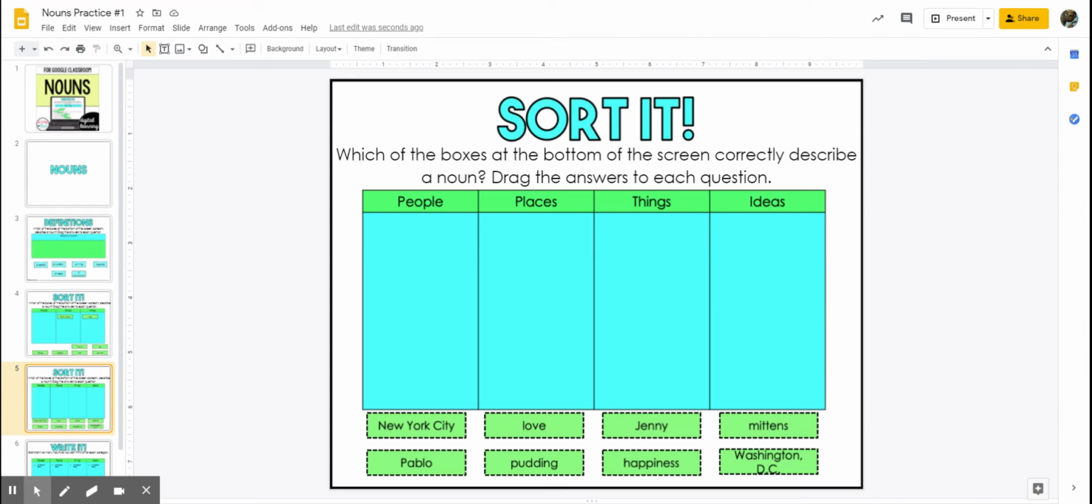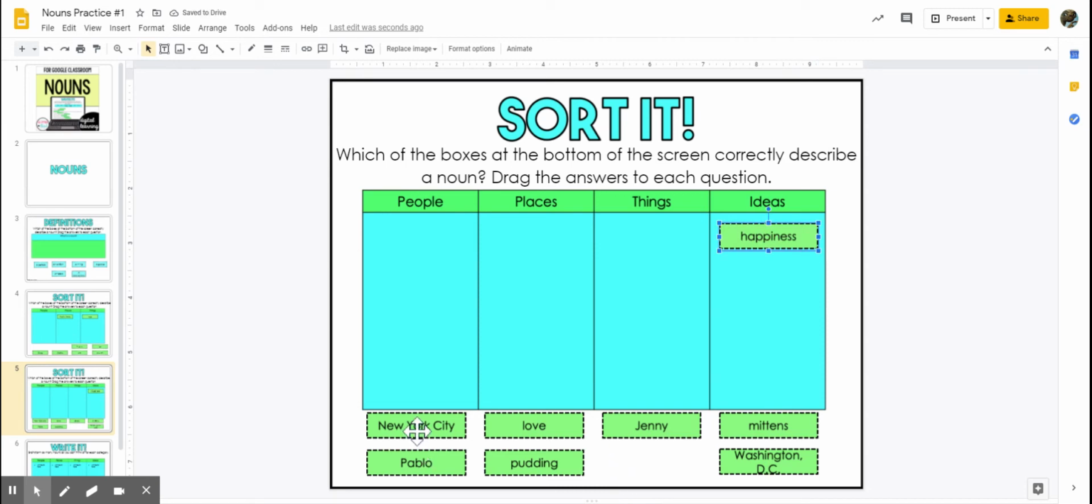So this says, which of the boxes at the bottom of the screen correctly describes a noun? Drag the answers to each question. So we already got some practice doing people, places, and things, but this time we're also going to be sorting ideas like happiness. That's not really something that you can touch or see or feel, but it's still a noun.